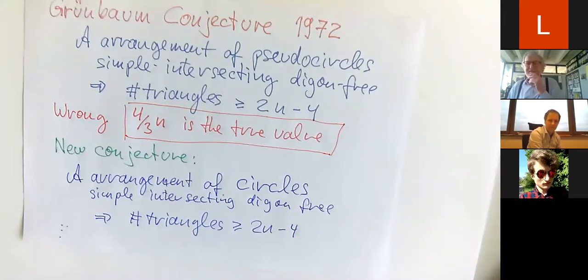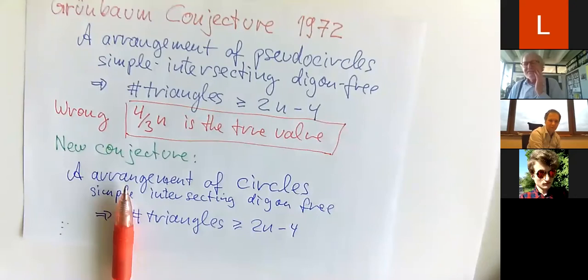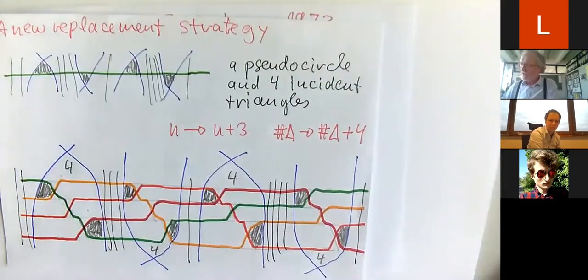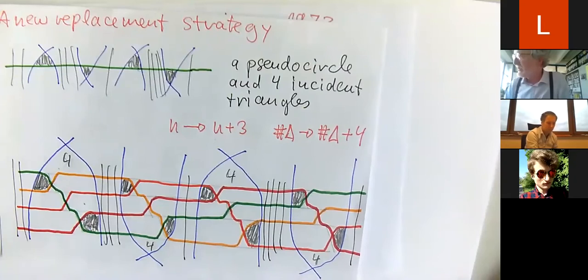Stefan, I'm sorry. Can you always do this replacement? Yes, I can, because you can do the sweeping. You know that every pseudocircle is incident to four triangles. We are in the digon free case. And so this is exactly four. No, it can be more. Okay, it can be more. But in this example, it's exactly four, if you look at the extremal case. Okay, I understand.